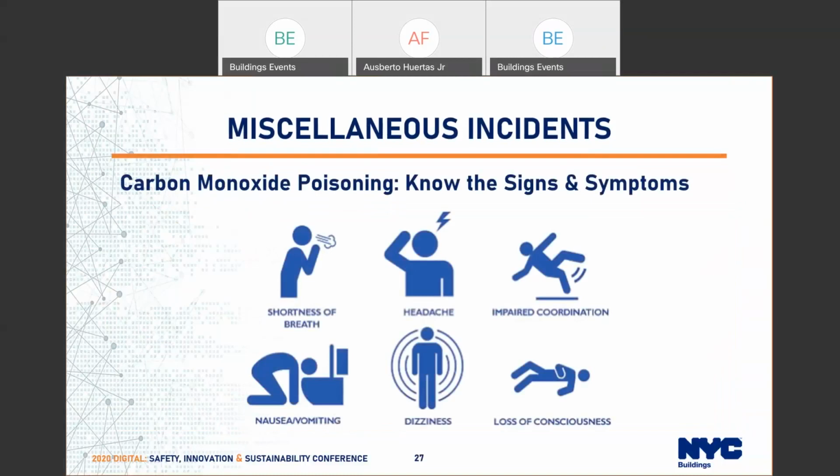Carbon monoxide has no smell and can overwhelm a room without warning. Installing and maintaining CO detectors and monitoring yourself for symptoms of carbon monoxide poisoning is the best way to ensure you stay safe in a poorly ventilated area. Signs and symptoms include shortness of breath, headaches, impaired coordination, nausea, vomiting, dizziness, and loss of consciousness.